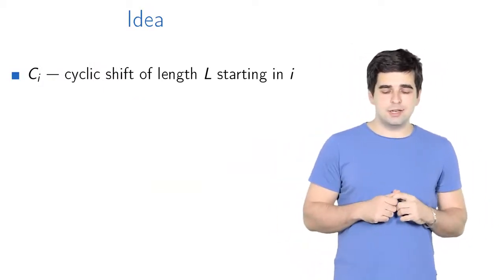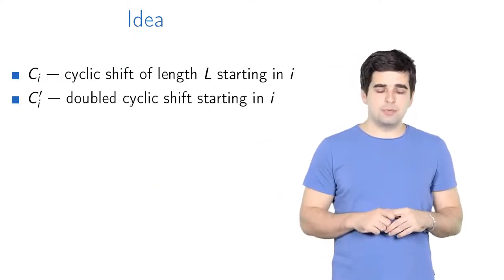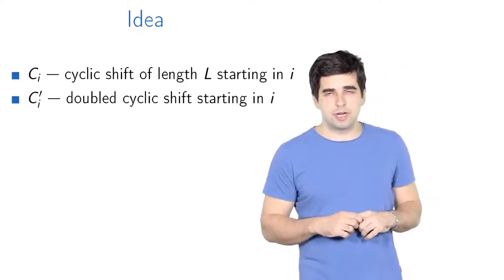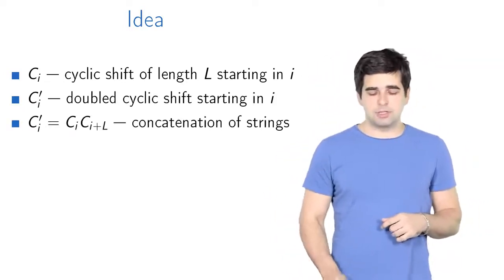Let's denote by Ci the cyclic shift of length L starting in position i, and by Ci prime the doubled cyclic shift starting in i, that is, the cyclic shift of length 2L starting in position i.